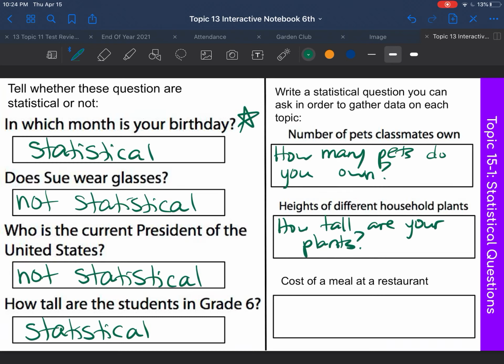All right. You can say, how high do your plants go? What are the heights of your household plants? Any way that you phrase that question, as long as you're getting those answers. And the last one, cost of a meal at a restaurant.